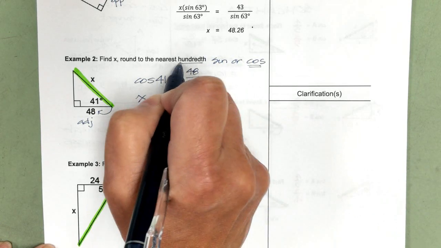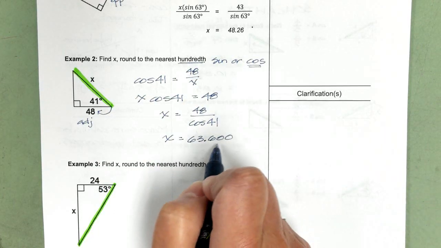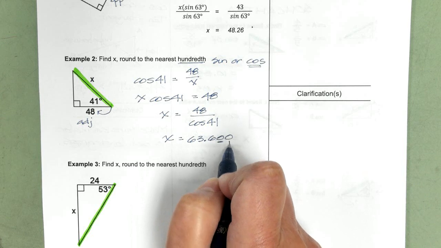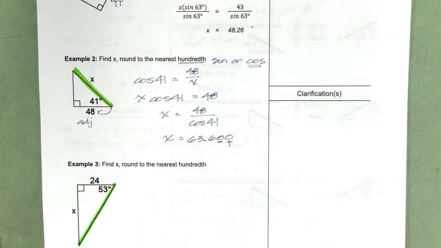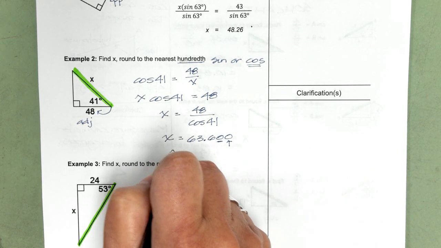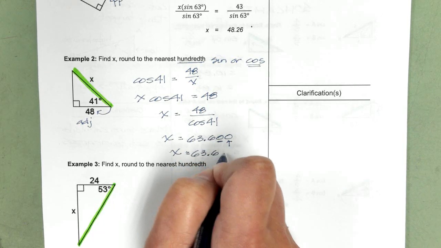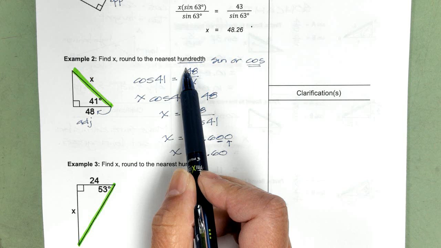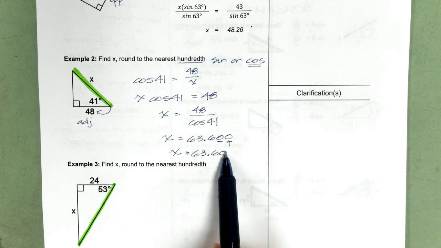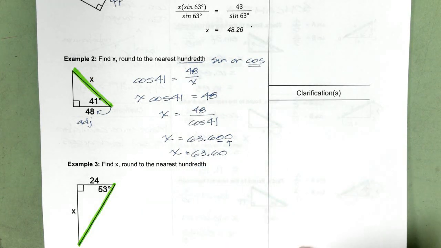63.600. Again, since we're rounding to the nearest hundredth, I need 2 decimal places, and I need to look at the digit immediately to the right. So my answer, 63.60. Because we're asking for the nearest hundredth, I have to have 2 digits in my answer.